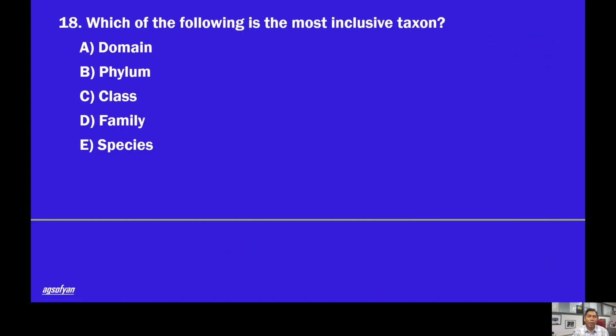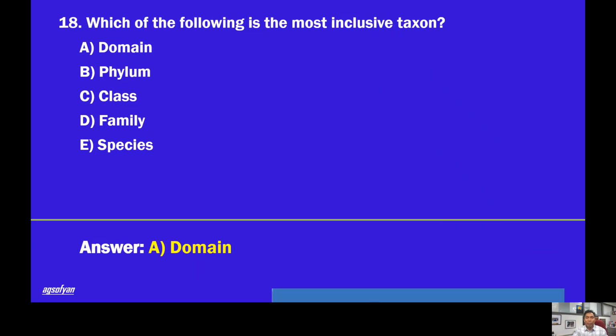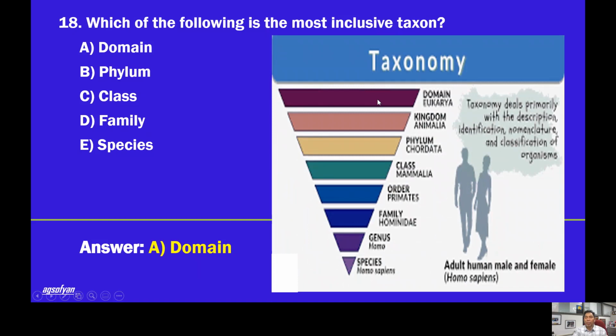Number 18. Which of the following is the most inclusive taxon? A. Domain, B. Phylum, C. Class, D. Family, E. Species. Choose your answer. Yes, the most inclusive taxon will be domain. After domain there is kingdom. After kingdom there is phylum, class, family, genera, and species. So domain is the most inclusive one, right? Because it consists of all the other levels below it.